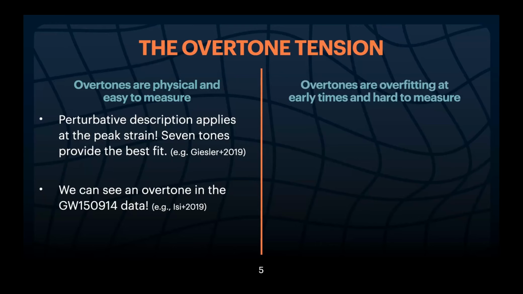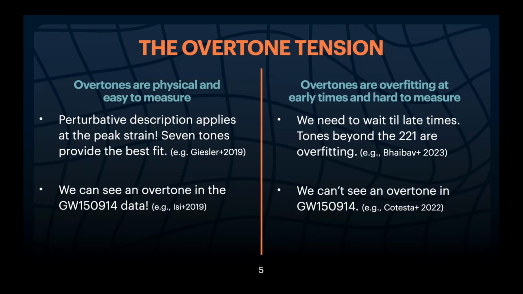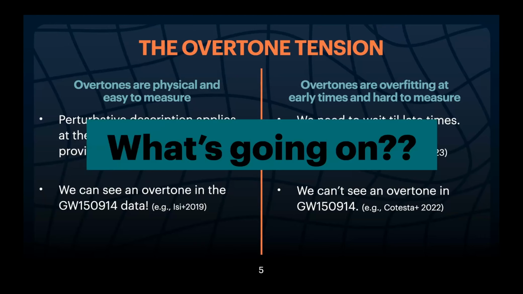All very exciting. However, then we move over to this other side where they say, nope, fitting these overtones is overfitting. It's not physical at early times, so you can't do it all the way to the peak. And they're really hard to measure because if you wait till late times, all of your signal to noise ratio is gone. And so what do they say? We need to wait till late times in this signal. And so you can really only fit at best maybe 1 overtone before you can't measure anymore. And we absolutely cannot see an overtone in 150914, and any claims of doing so are simply overfitting, and you shouldn't listen to them. So what's going on?